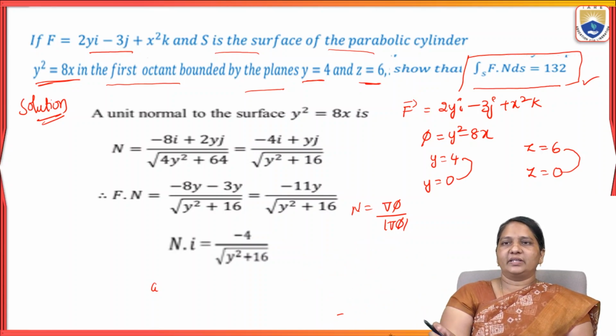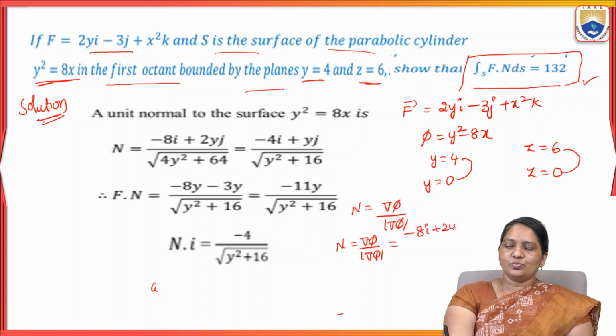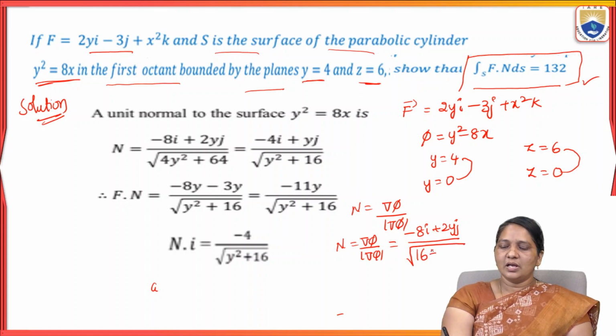So to calculate n, del phi by modulus of del phi. What is the del phi value? Minus 8i plus 2yj. This is the del phi value. So what is the modulus of del phi? Square root of minus 8 squared is 64 plus 4y square. Here I can take 4 out, so I take the common 2. So this is minus 4i plus yj.